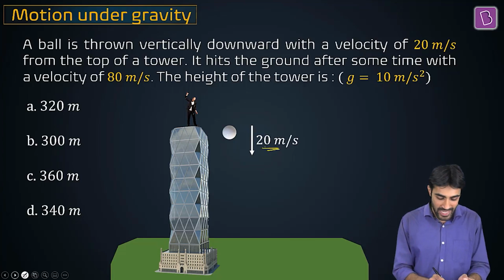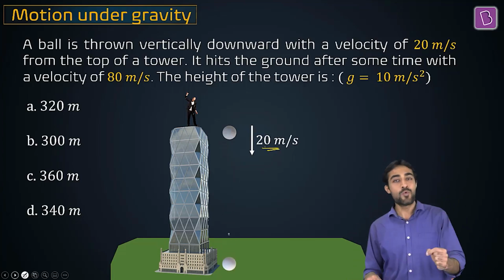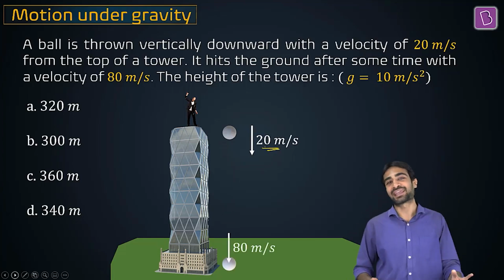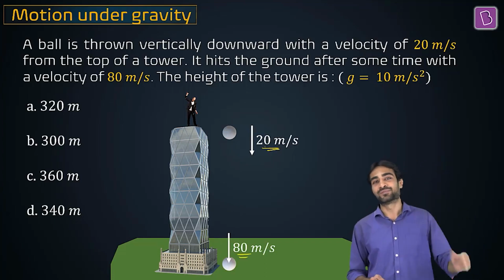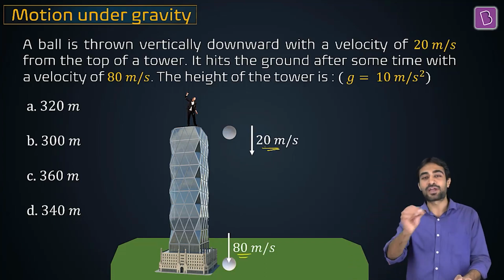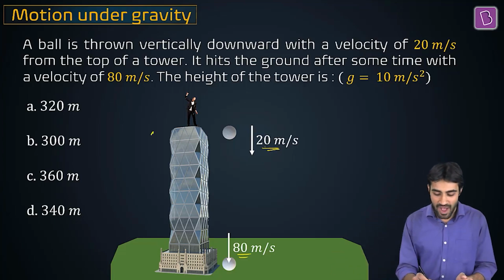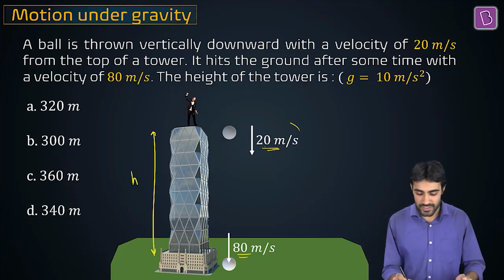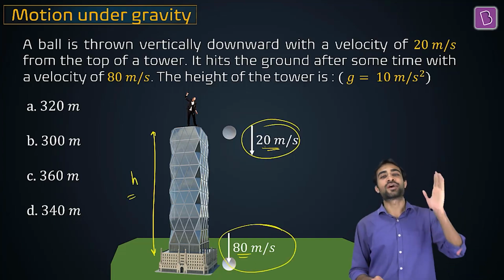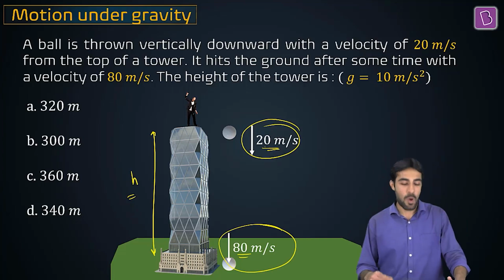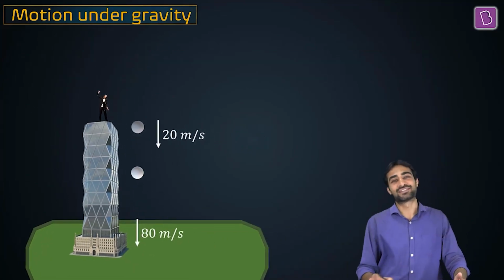So the ball goes down like this, and it hits, boom, with 80 meters per second. Nice. So we know the magnitude of final velocity. Nice. The height of the tower is. So what is the height of this tower? This is the question. We know what U is. We know what V is. We have to find the height of the tower. This is the question.